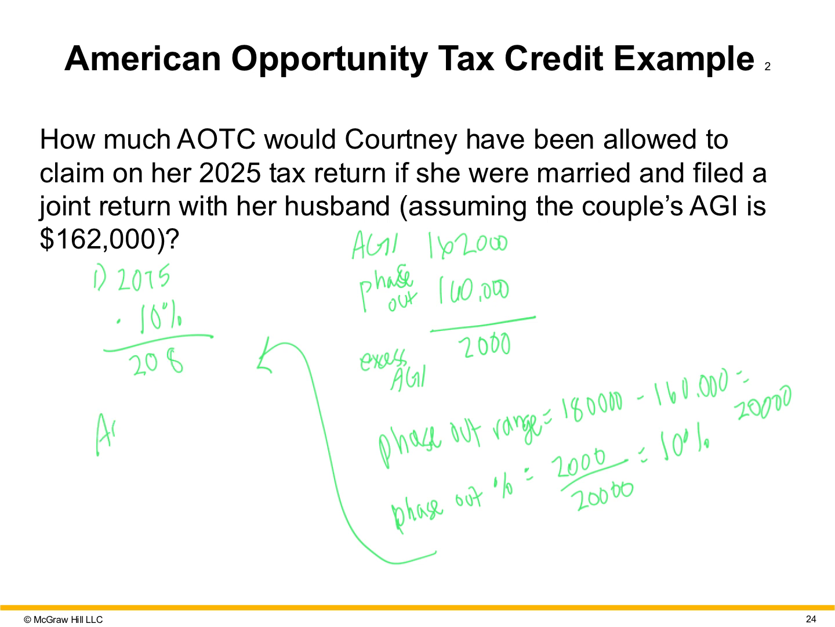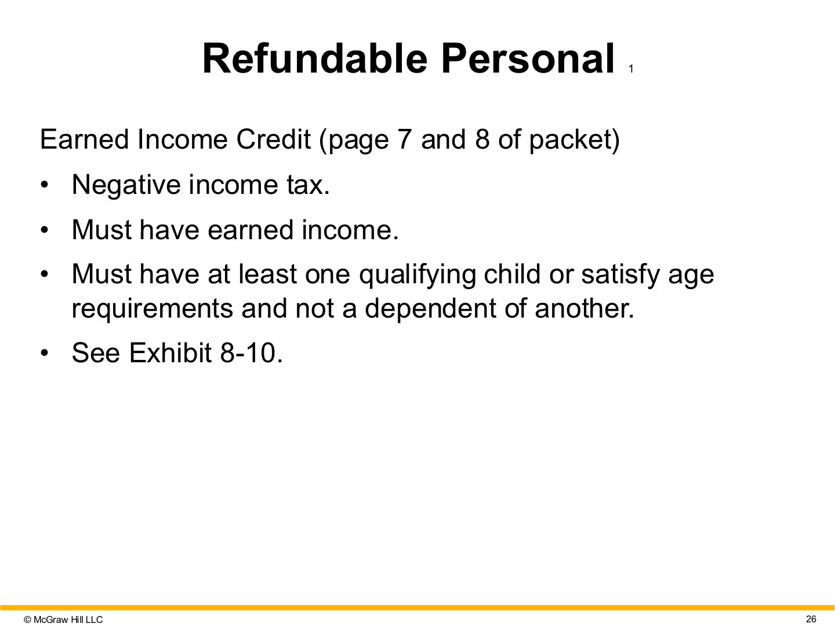And then the AOTC after phase out equals 1,867. And so that's taking that 2,075 minus $208.